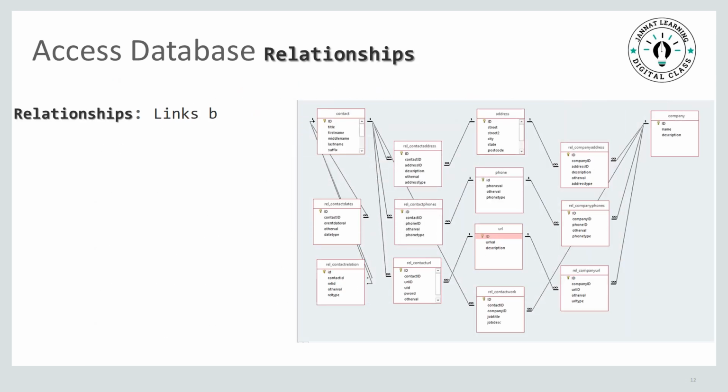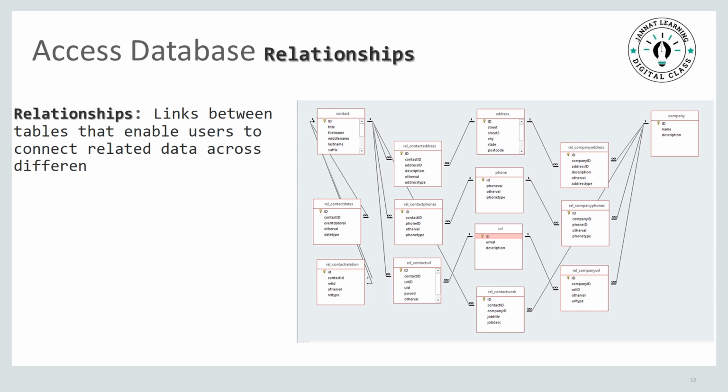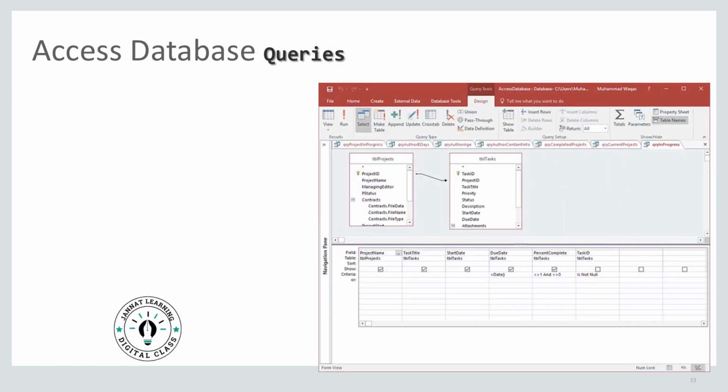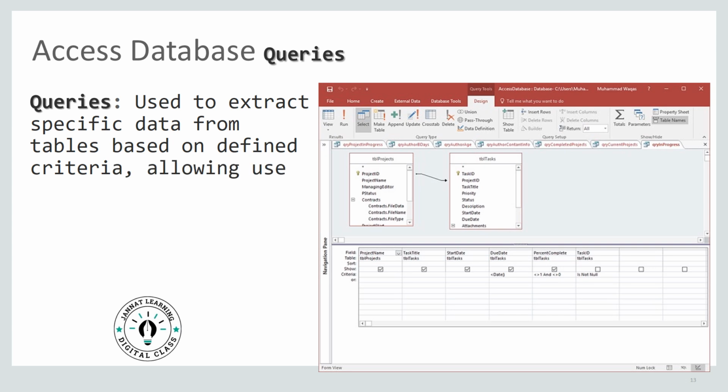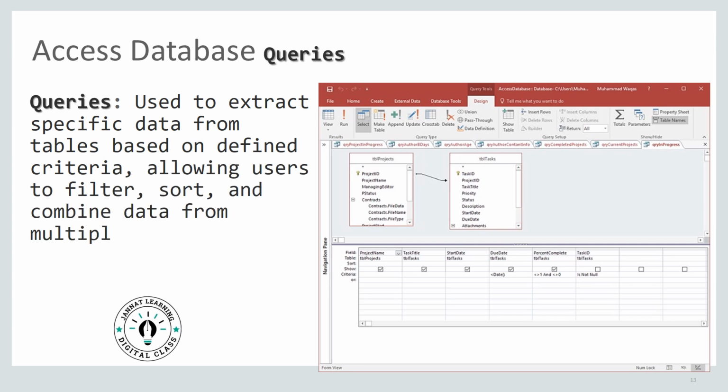Relationships, links between tables that enable users to connect related data across different tables, allowing for more comprehensive analysis. Queries, used to extract specific data from tables based on defined criteria, allowing users to filter, sort, and combine data from multiple tables through complex operations.